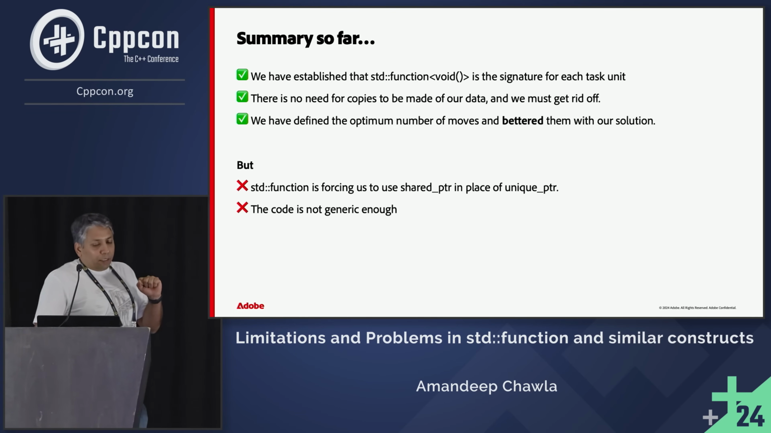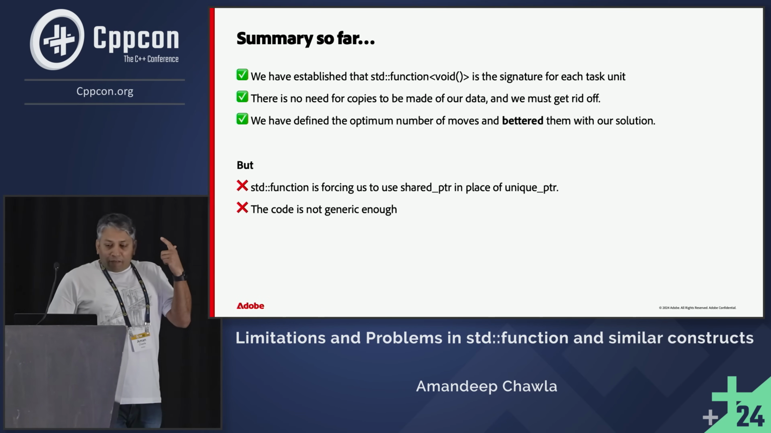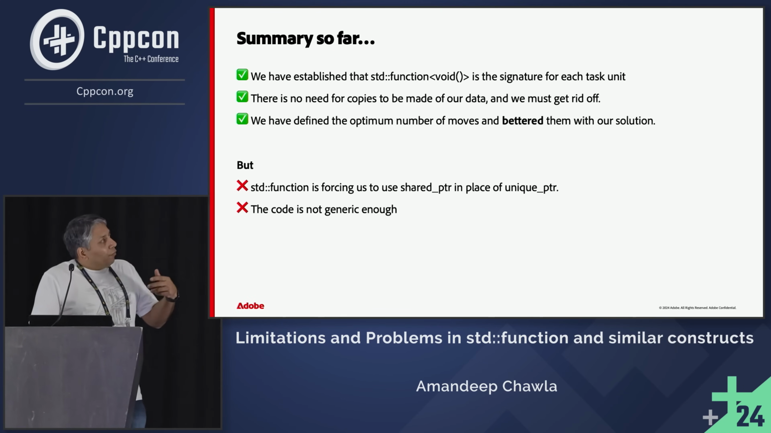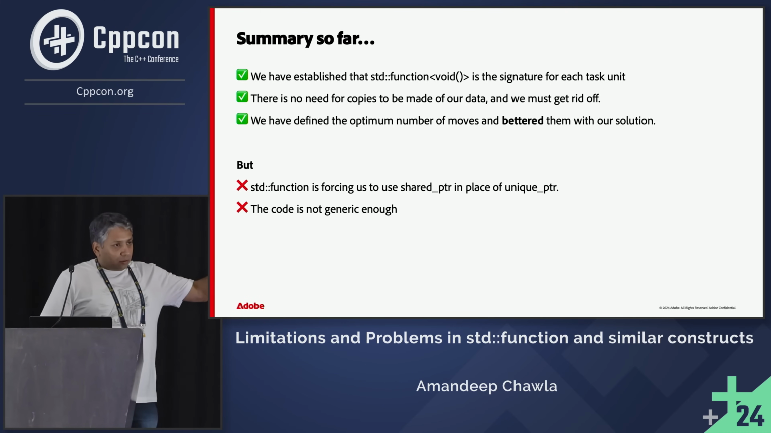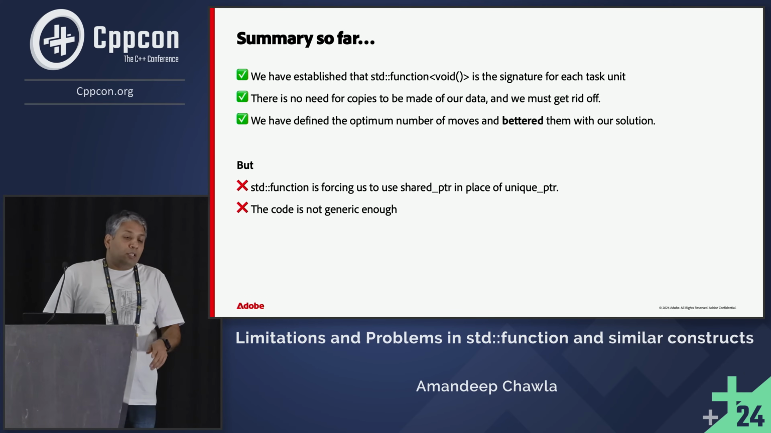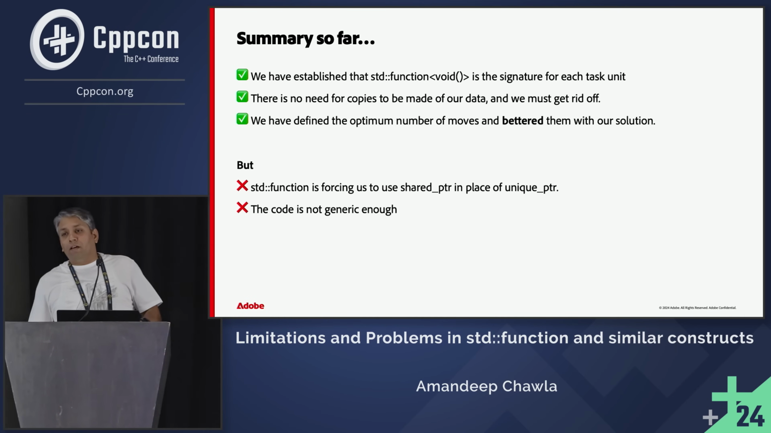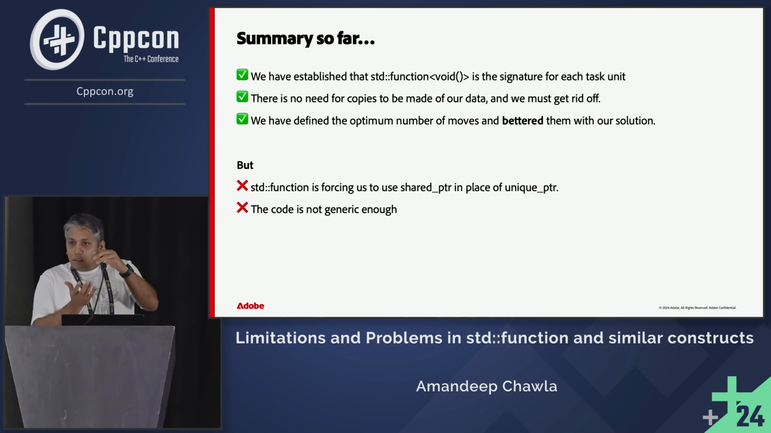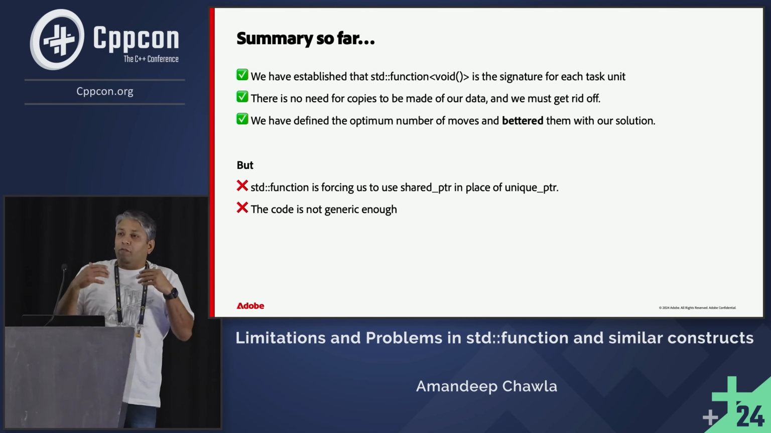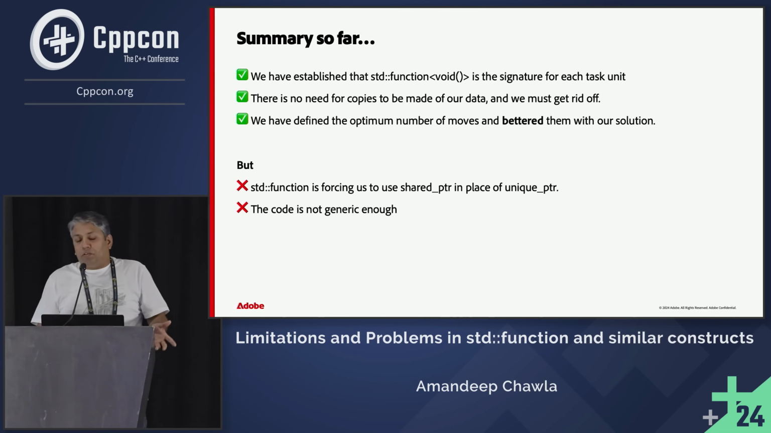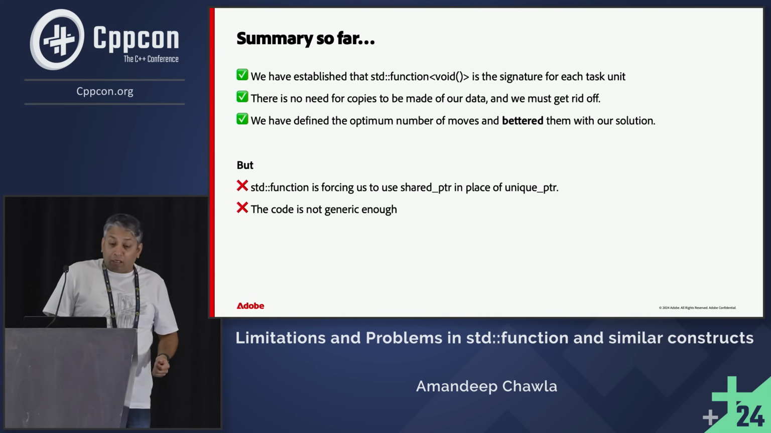So, summary so far. We have established standard function. We have established the number of optimum moves, and we have actually bettered it. And there are no copies involved, all 3 green. But the problem which we have now started on is that standard function is forcing us to use shared pointer, and the code is not generic enough, because if I have to call another function, I have to again spit out another structure with all the fields, make a unique pointer and all that stuff. If the function is different, I have to rewrite the whole code, which I don't like, writing the same code again and again.